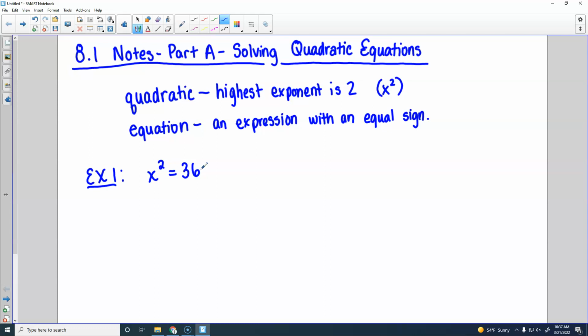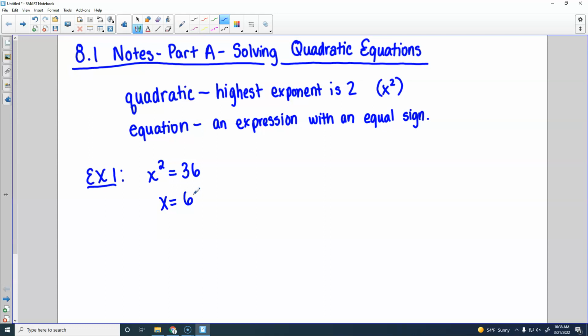Okay, so we have x squared equals 36, and we're trying to find out what x would be. So, Peyton, what do you think? Okay? You are partially right. There is another answer. Is it a 12 or 16? I'm looking for an x equals. There's another number that'll work.